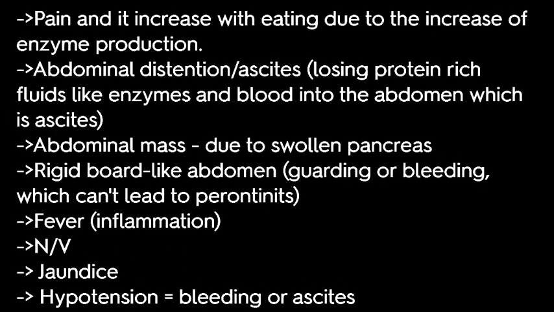Pain, and it increases with eating due to the increase of enzyme production. Abdominal distension, ascites. Abdominal mass due to a swollen pancreas. Rigid, board-like abdomen. Fever. Nausea and vomiting. Jaundice. Hypotension, which equals bleeding or ascites.